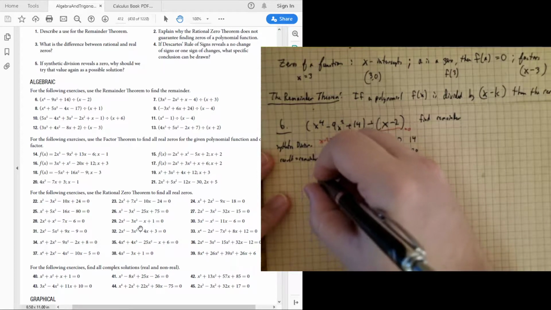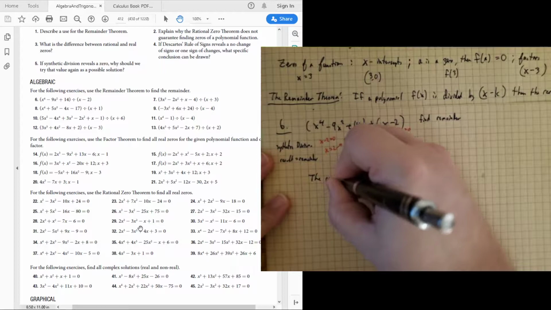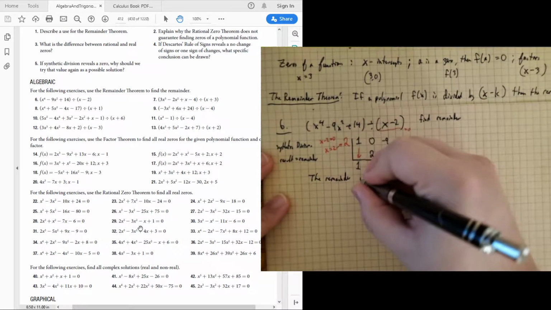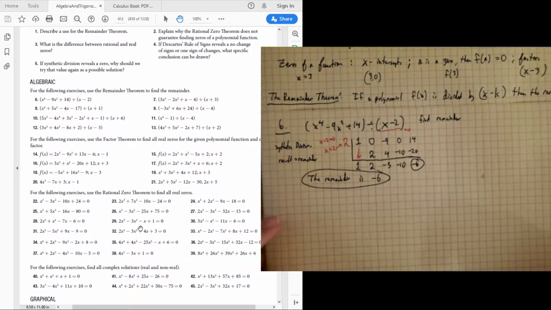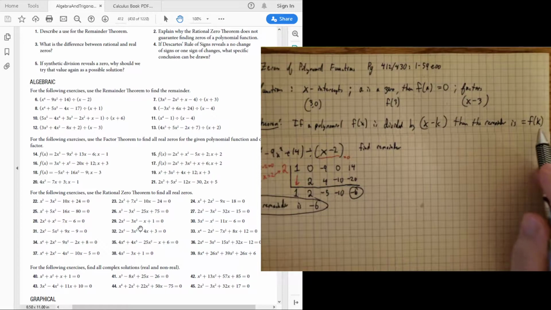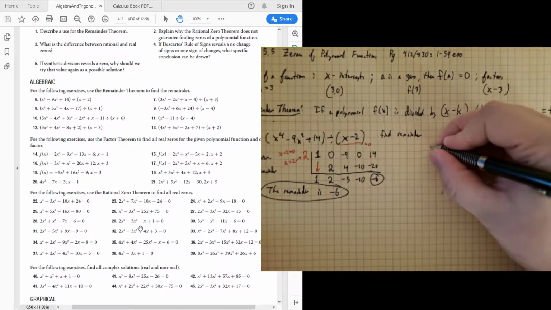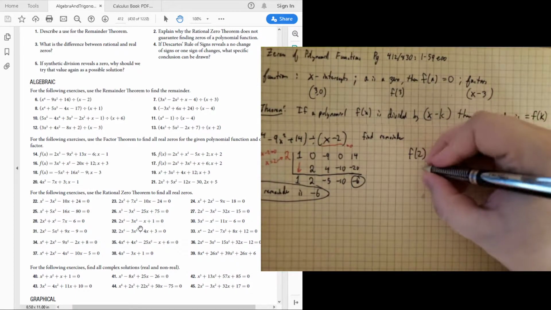So the question asks, find the remainder. The remainder is negative 6. Now, to illustrate the remainder theorem, it states that this should be equivalent to f of k, which in this case means this should be equivalent to f of 2. Well, let's test that theory.